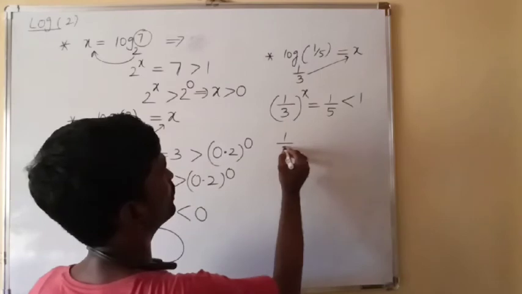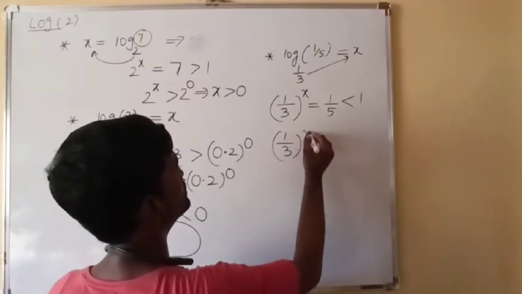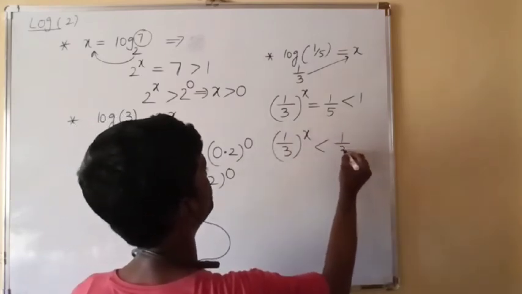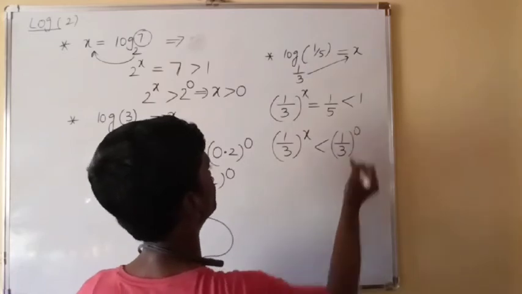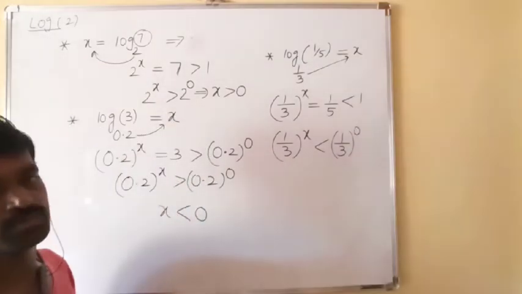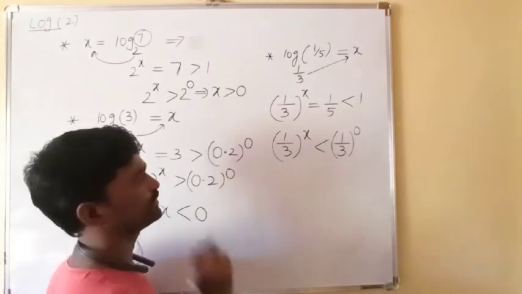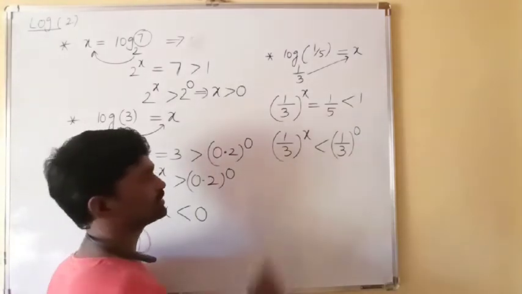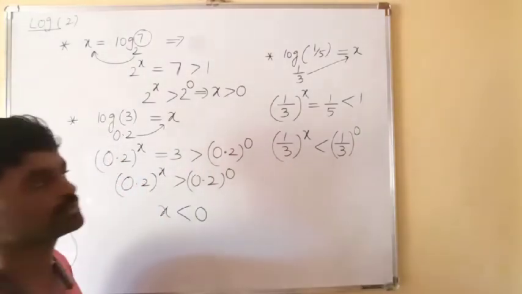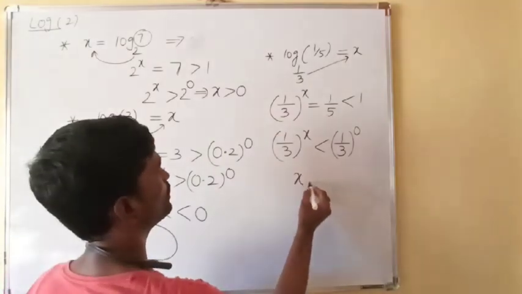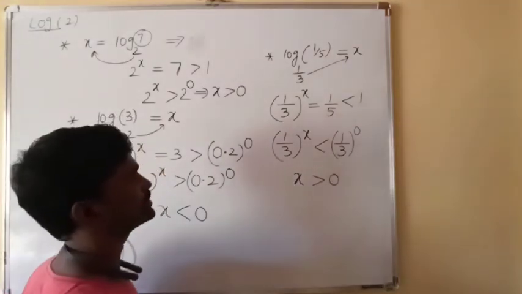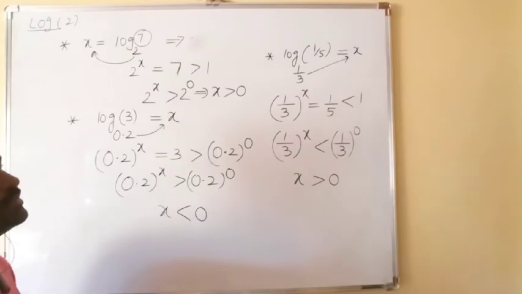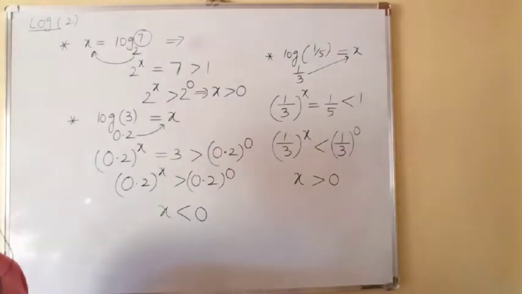So 1 by 3 whole power x is less than 1, which means 1 can be written as 1 by 3 whole power 0. Why are we writing it like 1 by 3? Because here the base is 1 by 3, and the base 1 by 3 is less than 1. After removing the function, the inequality changes. So what you will get, x greater than 0. Thus log 1 by 5 base 1 by 3 is positive.